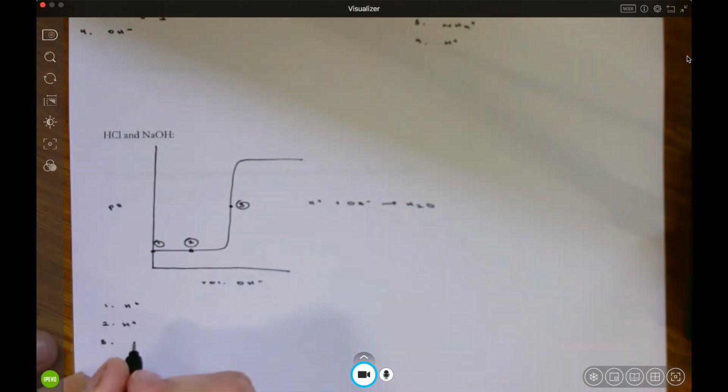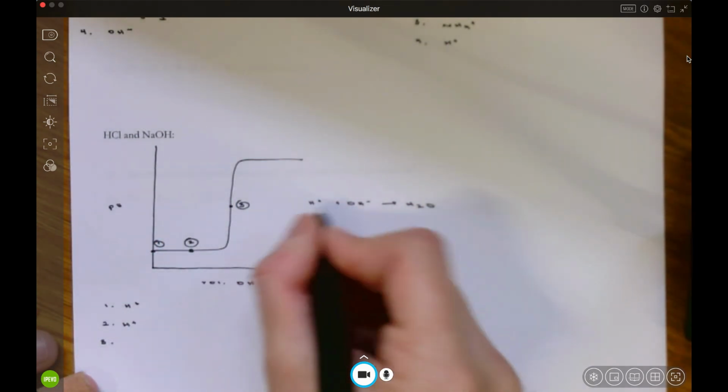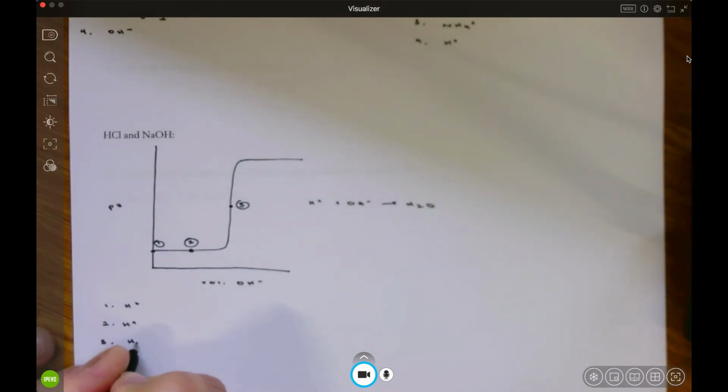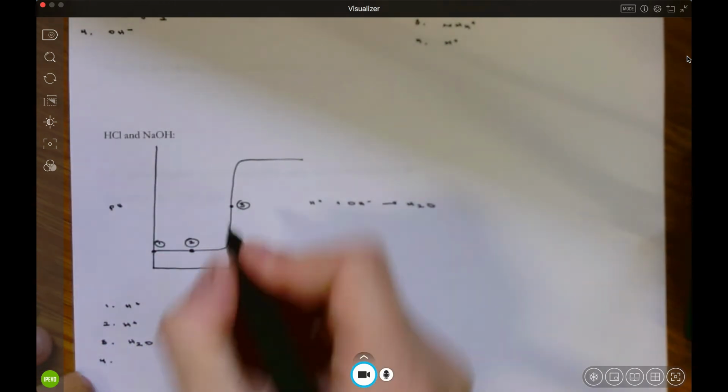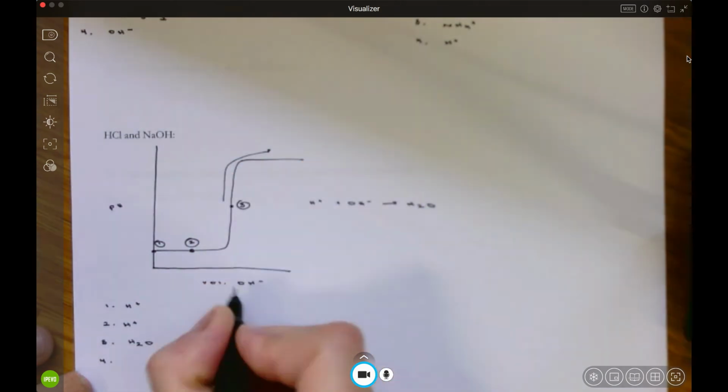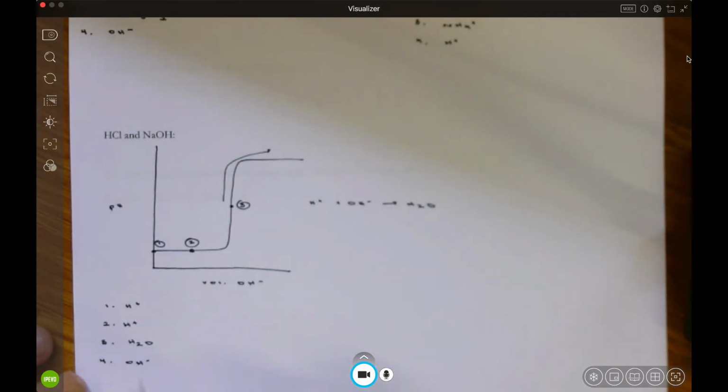Okay, step 3, I'm at my equivalence point, so equal amounts of these, so neither of them is present, so the only thing I have present is H2O. And then as soon as I've passed my equivalence point, I just keep adding hydroxide. So hydroxide is the only thing that's present.